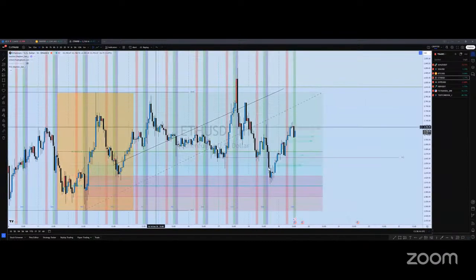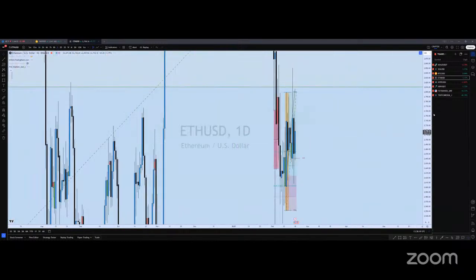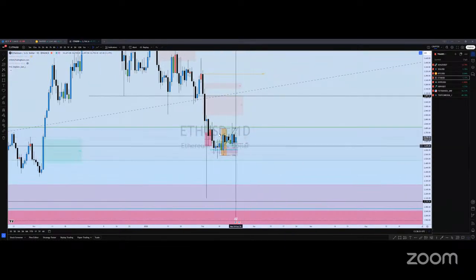Ethereum. I think I'll jump because I don't like it. Okay, I don't like whatever it's doing down here. Let's go to HYPE.